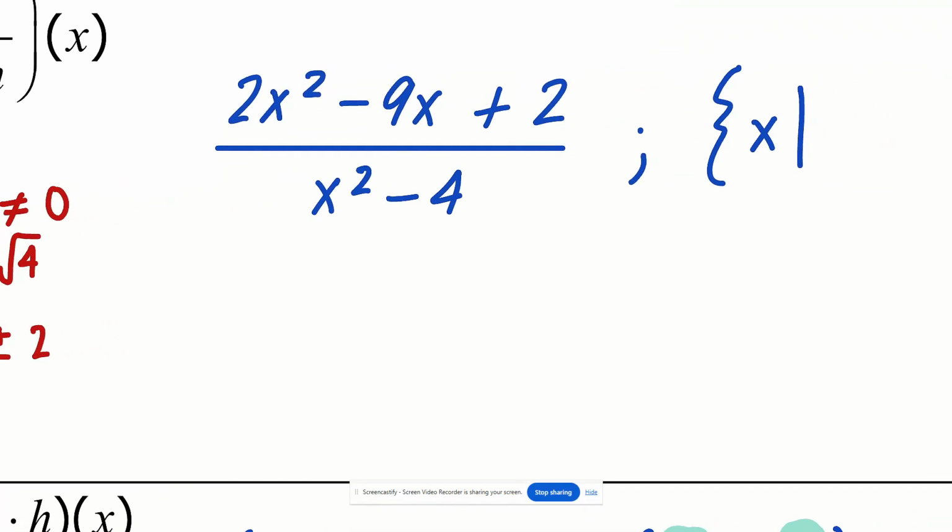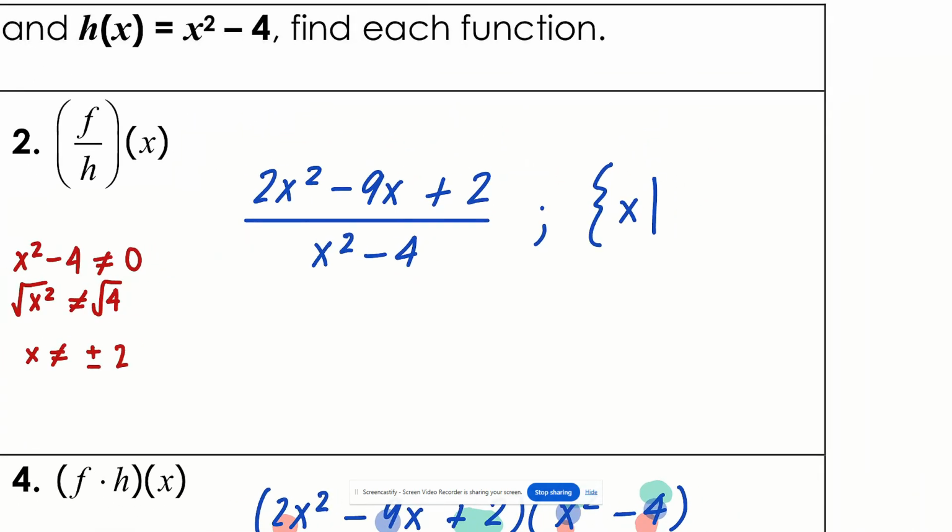So therefore, my complete answer is this. It's 2x squared minus 9x plus 2 over x squared minus 4 for all values of x as long as x is not equal positive or negative 2. Those are my limits. I cannot have those values. It cannot be a part of my answer. So I have to do what we said yesterday. We have to limit our domain, okay? We have to limit our domain.